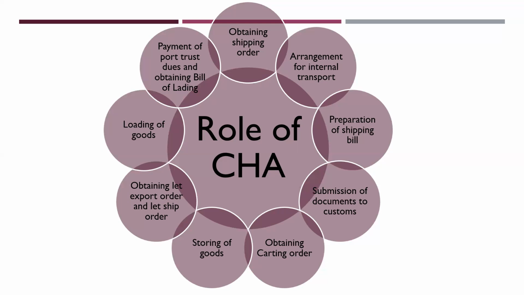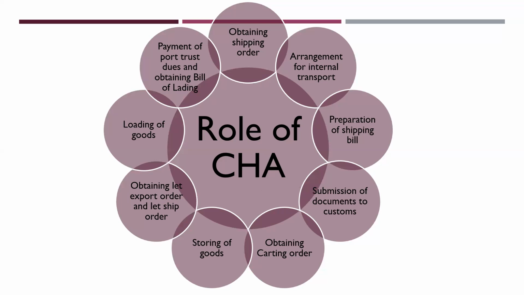Then we have obtaining let ship order. The agent shows the let export order to the custom preventive officer before loading the goods on the ship. The custom preventive officer may check the let export order and the goods. If satisfied, he will issue let ship order, which gives permission to load the goods on the ship. Then we have loading of goods. The agent then makes arrangement to load the goods on the ship. The agent has to see to it that the goods are loaded in good condition on the ship.